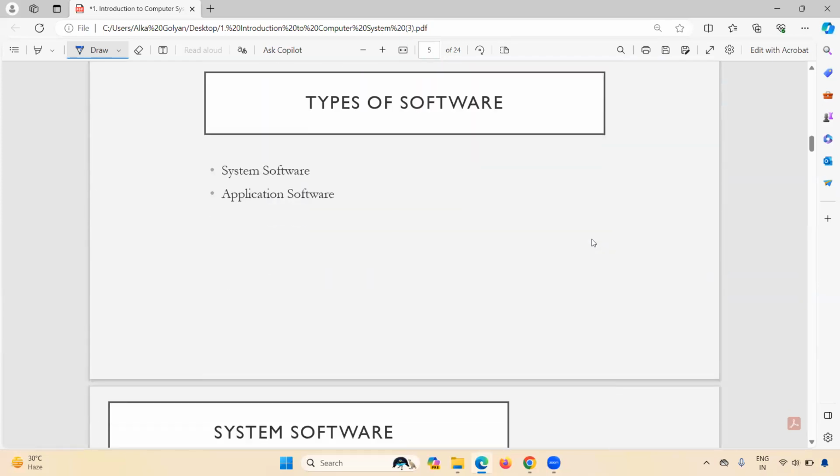Next, if we are discussing the types of software, there are mainly two different types, that is system software and application software. Examples of system software are mainly the OS, that is Windows and Linux. System software is basically used to control the operations and extend the processing capabilities of a computer system, and I have already mentioned examples here.